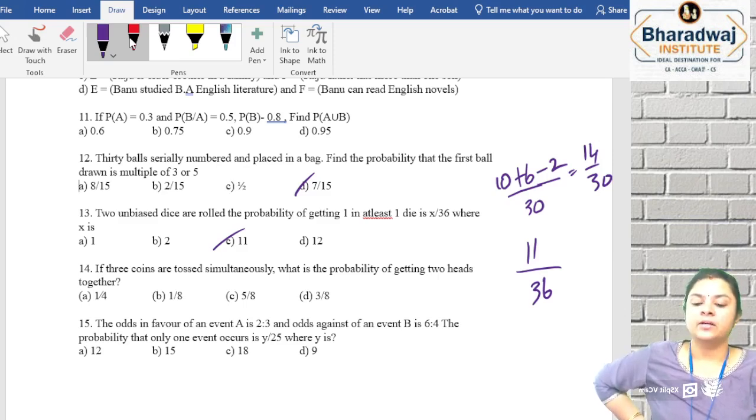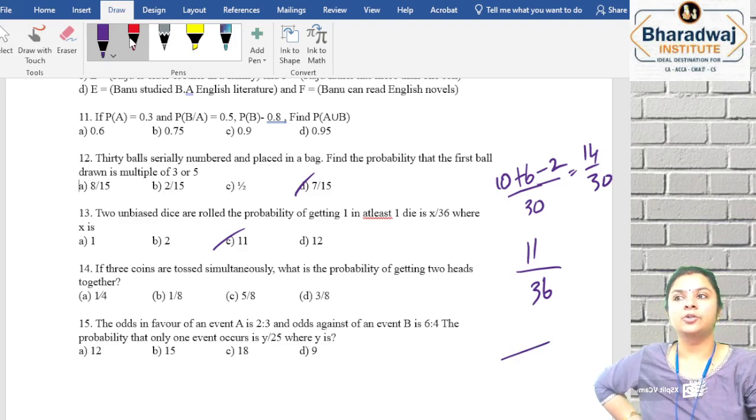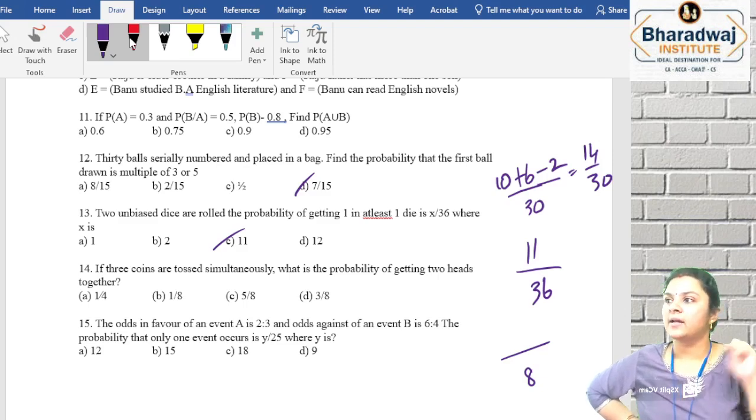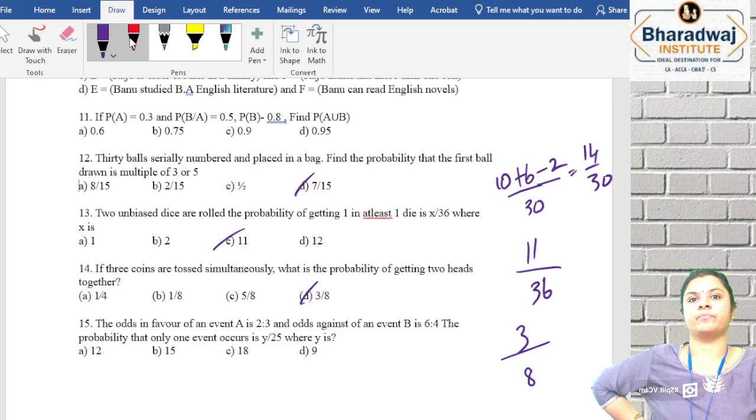Fourteenth one. 3 coins are tossed simultaneously. Probability of getting 2 heads. So 3 coins means the denominator is 2 cube, which is 8. Getting 2 heads: head, head, tail; head, tail, head; tail, head, head. So answer is 3 by 8. Any doubts? Clear?